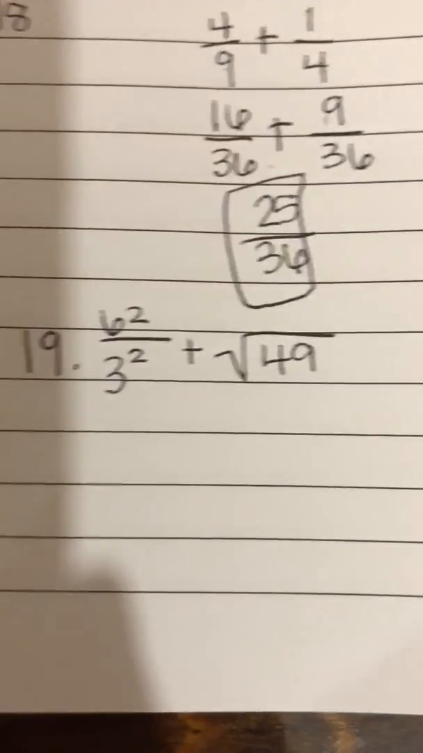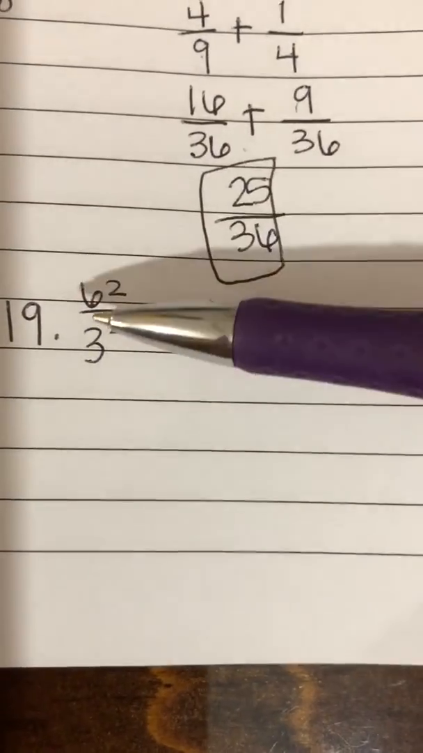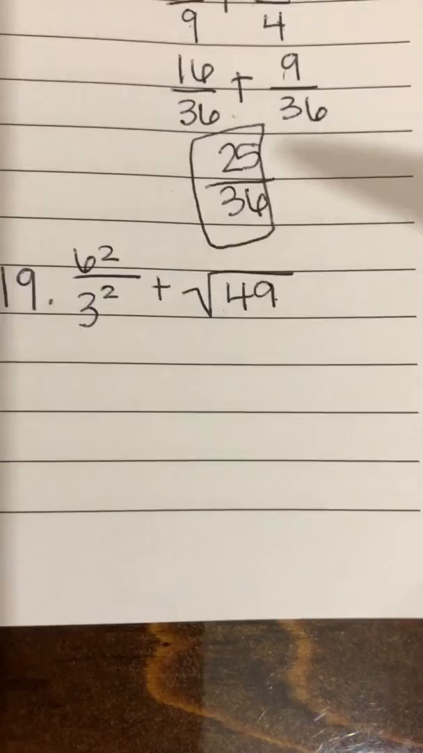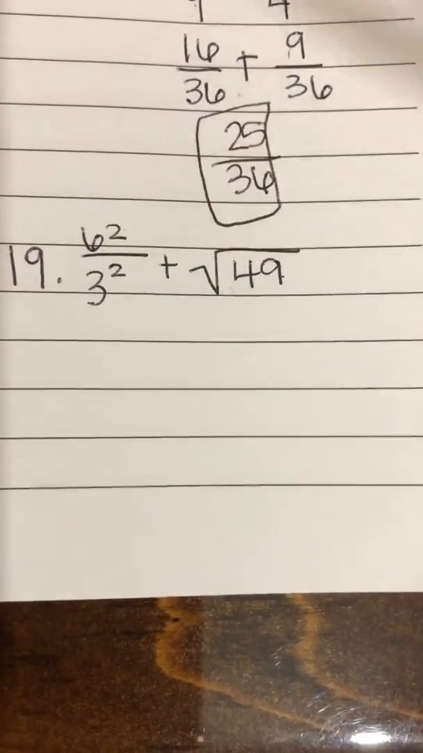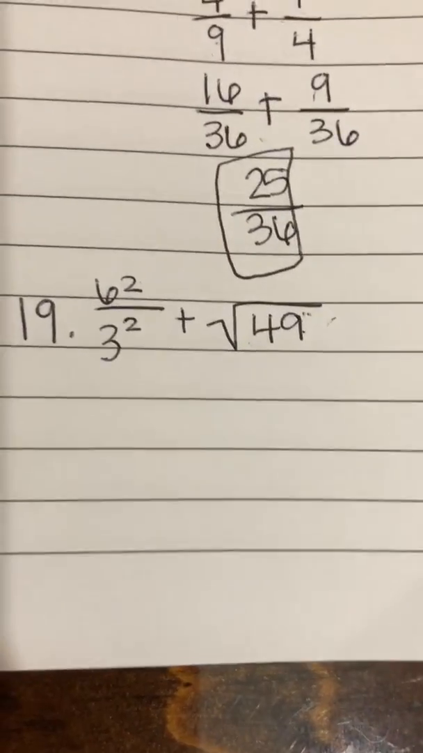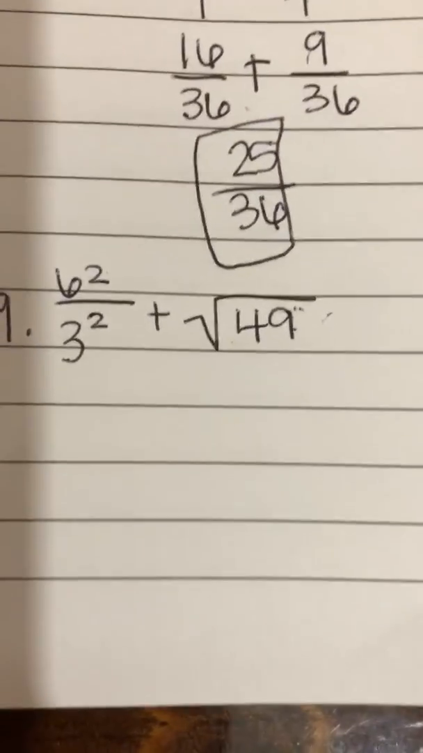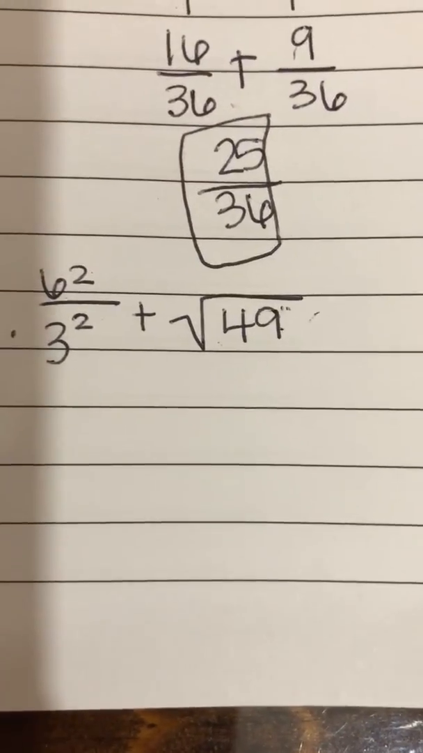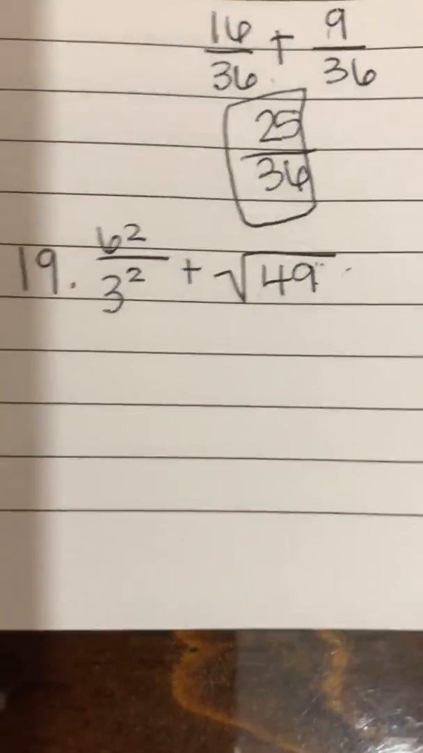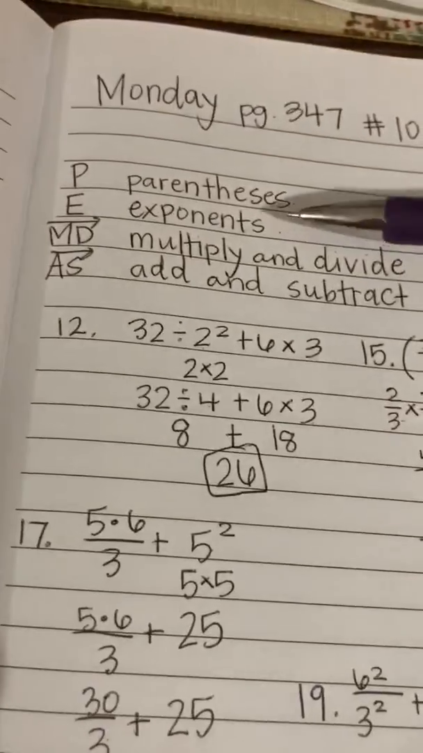What we do with the square root is try to figure out what I could have multiplied by each other, like this, 6 squared, to get 49. So what number can you multiply times itself to get 49 is what we're trying to figure out with that square root, okay? So, back up here to our steps.